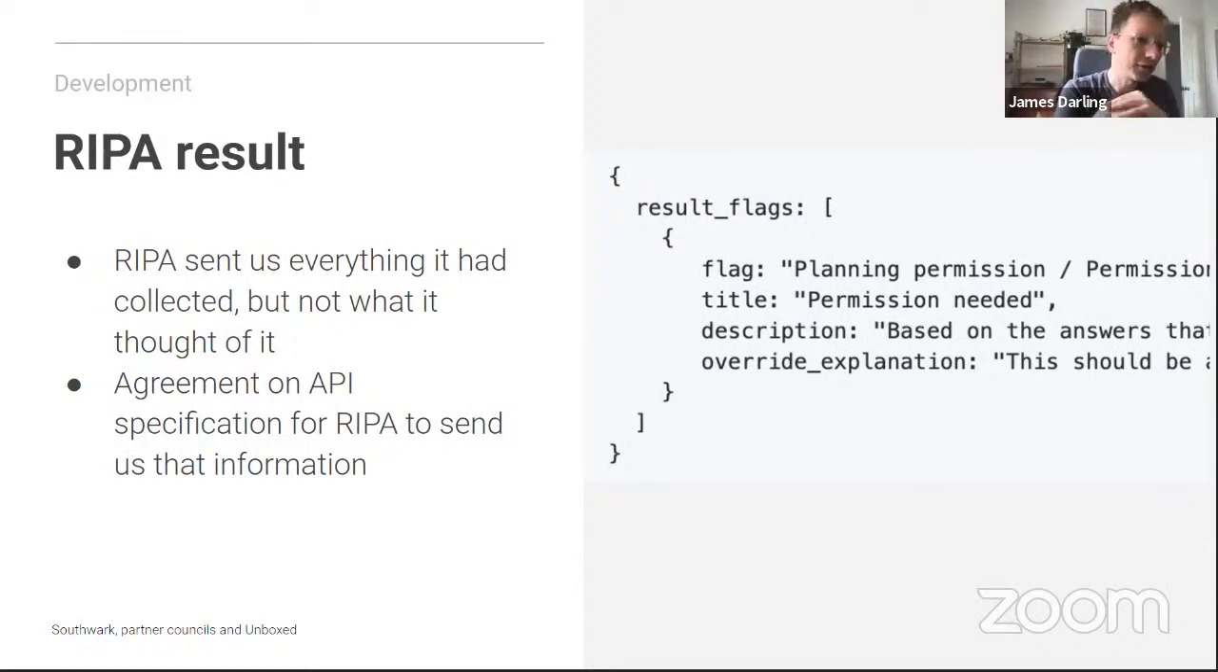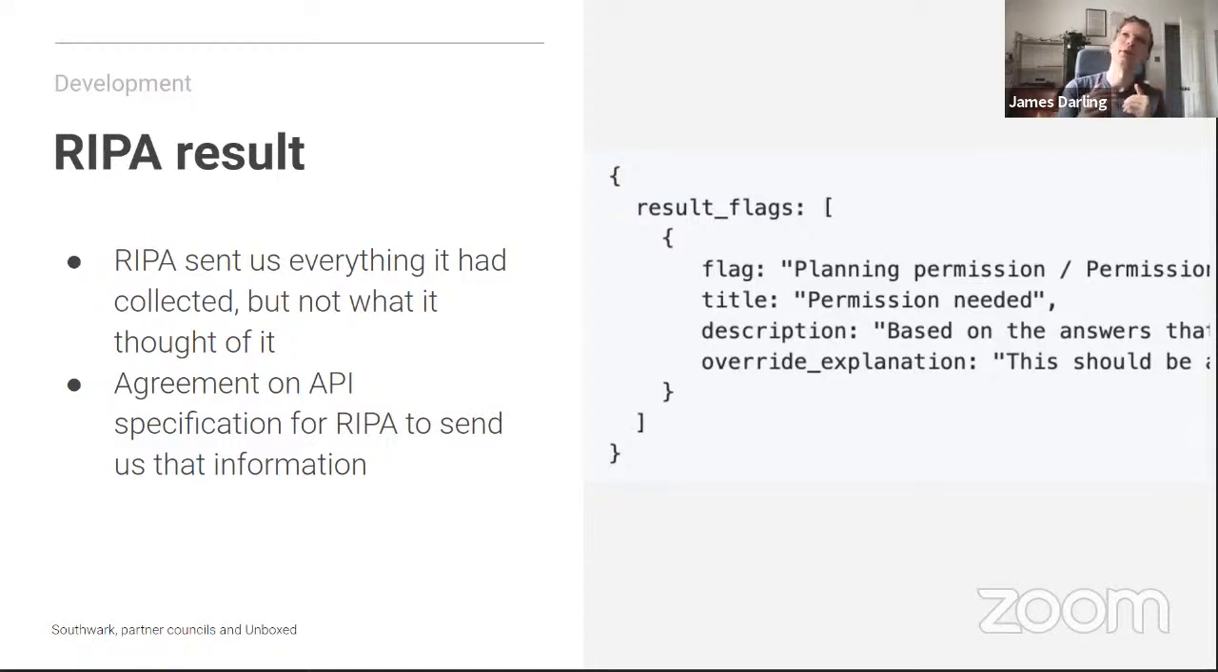So we've come to an agreement that this support will be sent to us. That hasn't been sent to us yet, but it will be this sprint. So we'll be developing features to show that to the officer. As you can see here from what we've agreed, we'll understand why RIPA thinks it is or isn't permitted development.